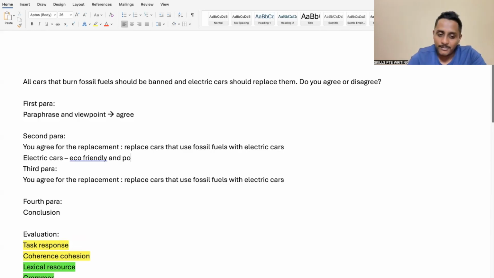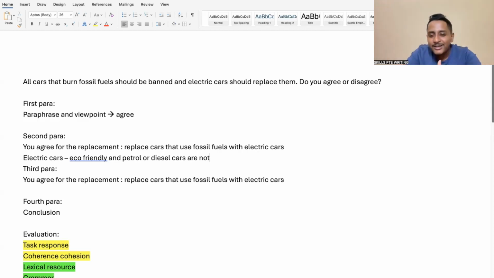And petrol or diesel cars are not. Now this idea is correct. Eco-friendly is one particular topic that we picked up, and now we will weigh the points because of this eco-friendly thing, right? Petrol and diesel cars full of smoke lead to so many problems. Eco-friendly, no problems. As a result, replace them.